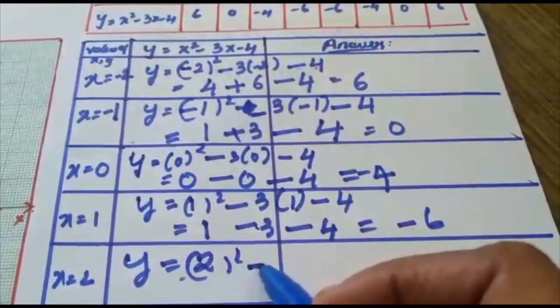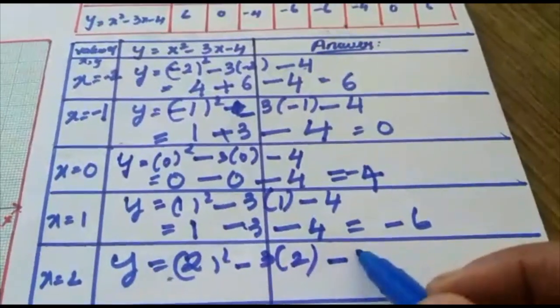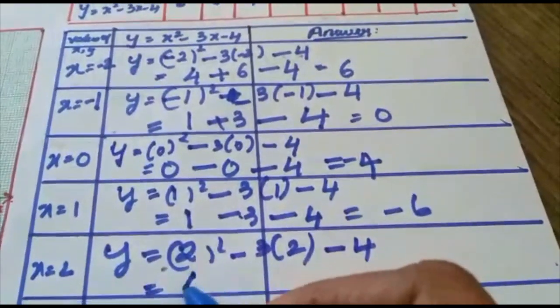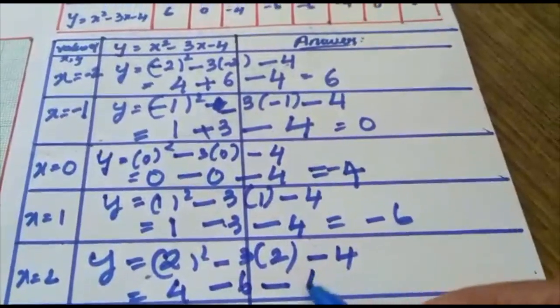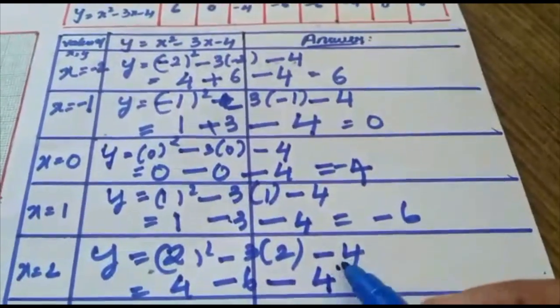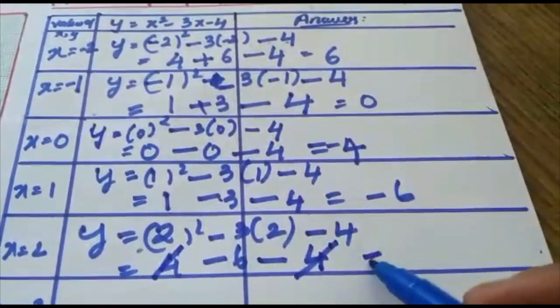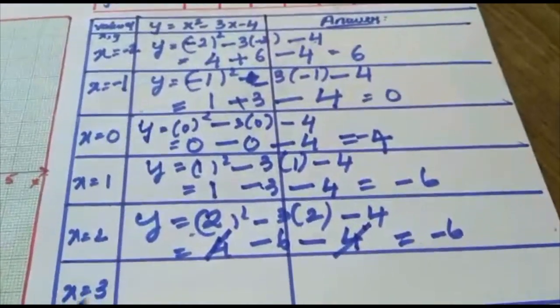2 square minus 3 into 2 minus 4. So 2 square is 4 minus 6 minus 4. This minus 4 and plus 4 will get cancelled. So my answer is minus 6.